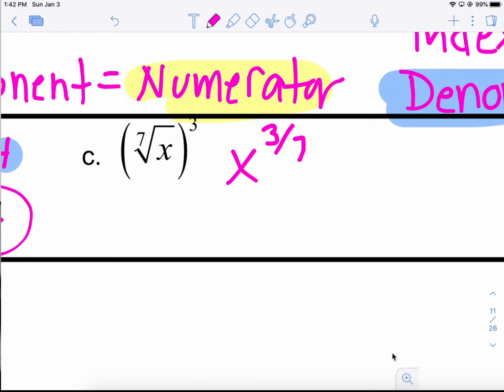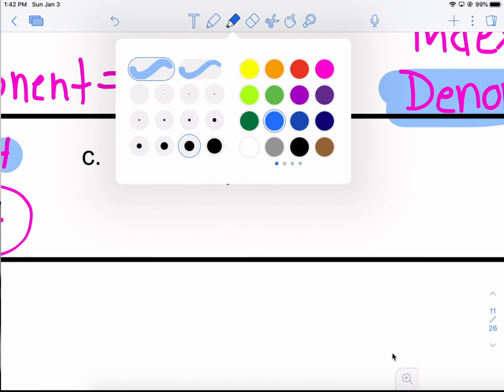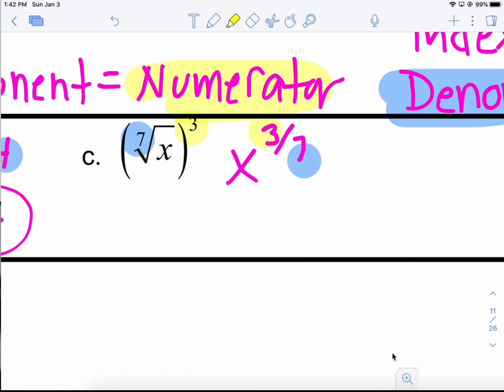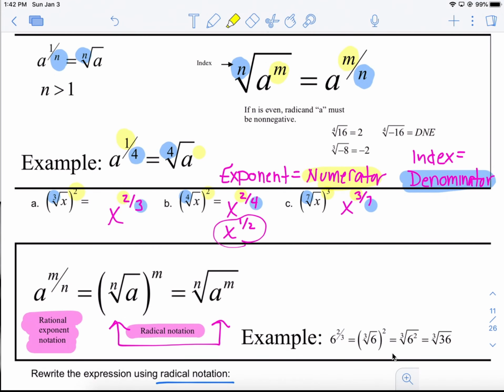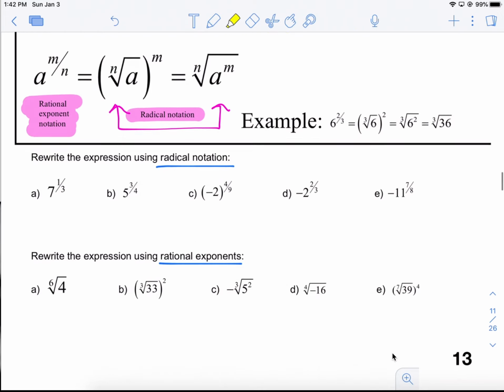On this one, it's rewritten a little bit differently with some parentheses, but it's exactly the same. If I say the 7th root raised to the third power, that's the same as saying I'm using my 7 as a denominator and my 3 as a numerator. I'm just writing it as a fractional exponent, okay? All right, if you need any time to copy what you see, please do that now. Let's move to the bottom.